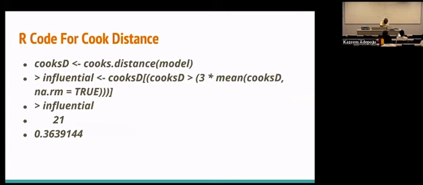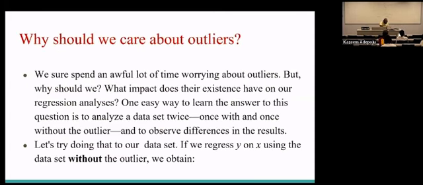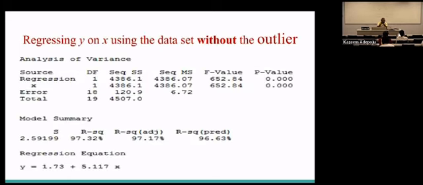Now, the next thing is, why should we care about outliers? If you want to know whether we should care about outliers or not, you know what we can do? Let us run a data set with the outlier and without the outlier, and let us compare. That is the only way to do it. Take a look at this. Regressing Y on X using the data set without the outlier. Maybe you remove that because you realize there's an error in imputation. That's why you remove that.